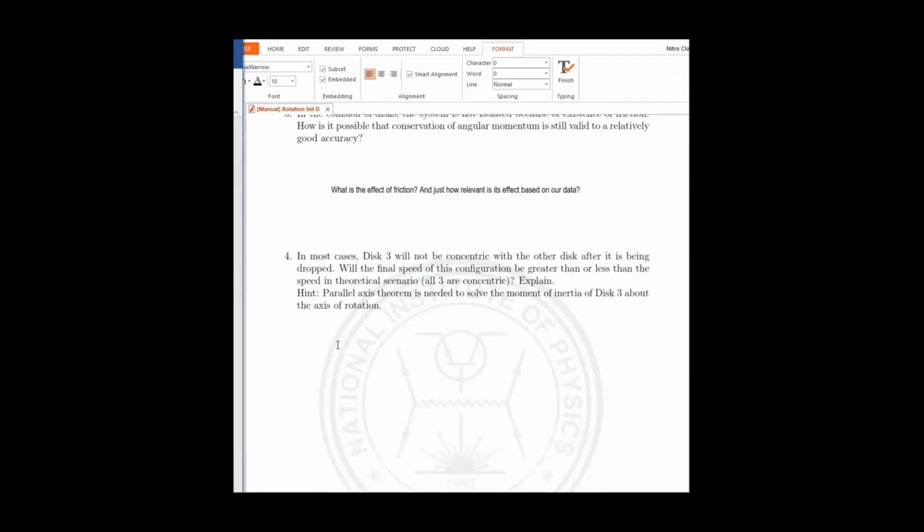So sa last question, in most cases, this tree will not be concentric with the other disks after it is dropped. Will the final speed of this configuration be greater than or less than the speed in the theoretical scenario? Explain. So here we can use the parallel axis theorem, which is found at lecture 21, energy in rotation.